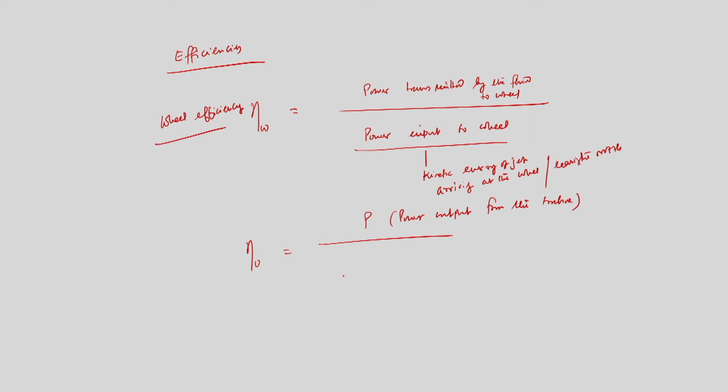Now what is the power input to the turbine? Suppose I have Q meter cube per second flow rate, and head available gH. So rho Q g H is the power available, and this is the power output from the turbine. These two are not the same because of frictional losses, windage losses, bearing friction losses, all those things. So this is known as overall efficiency.